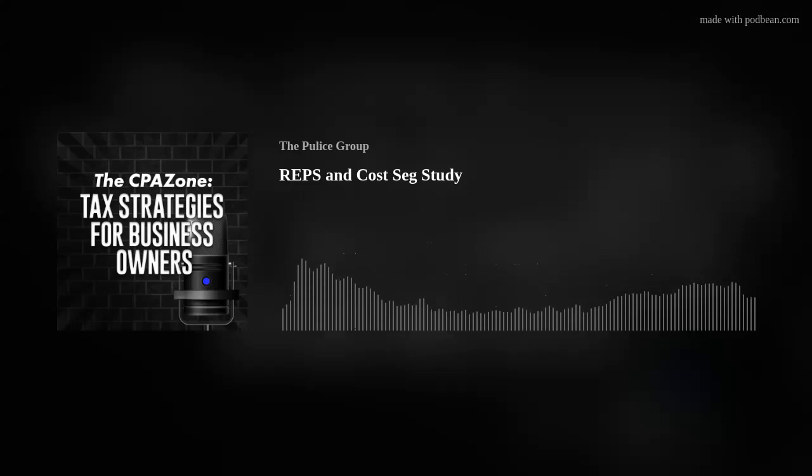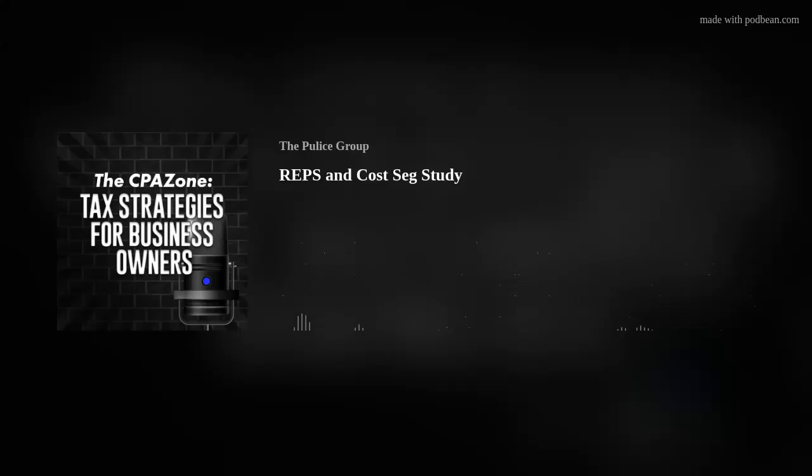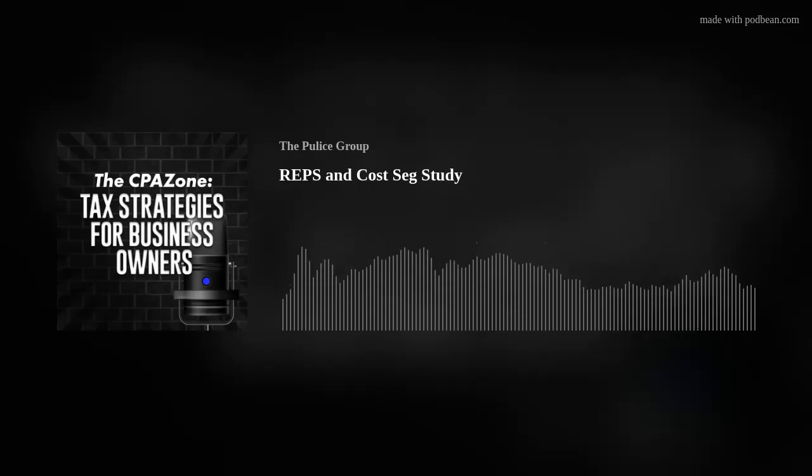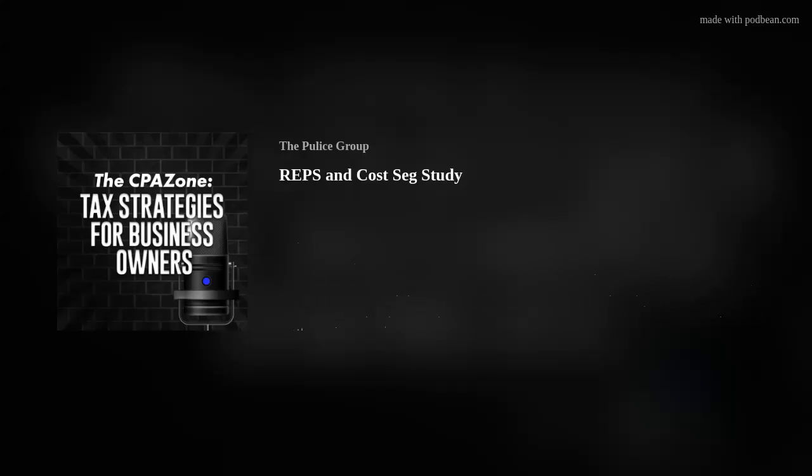Also, it's key to keep meticulous records. Think daily logs, detailed notes, receipts. If you ever find yourself audited in real estate professional status, audits are common. Your documentation is your best defense. There's just no getting around it.